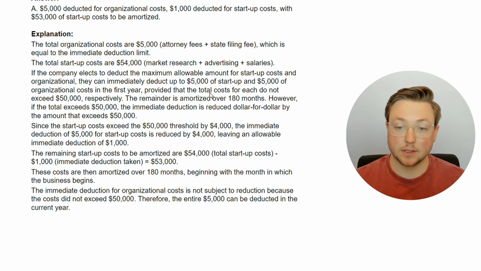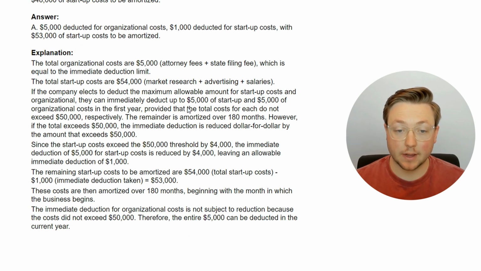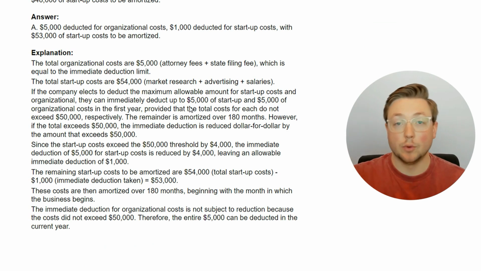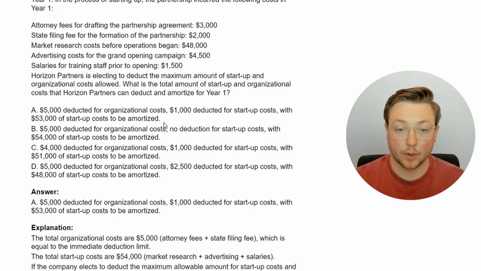And so in this case, I'm just kind of going over what it already said here. Since this total was $4,000 over the 50,000, that $4,000 reduces the $5,000 that can be immediately deducted. So only $1,000 is immediately deducted, leaving the remaining 53,000 to be amortized. Okay, so that makes sense. So the organizational costs, all $5,000 can be immediately deducted, so nothing's going to be amortized. $1,000 of the startup costs is immediately deducted, leaving the remaining $53,000 to be amortized.